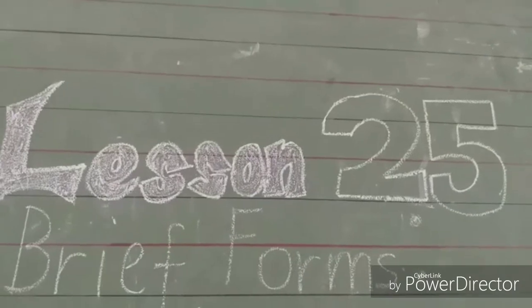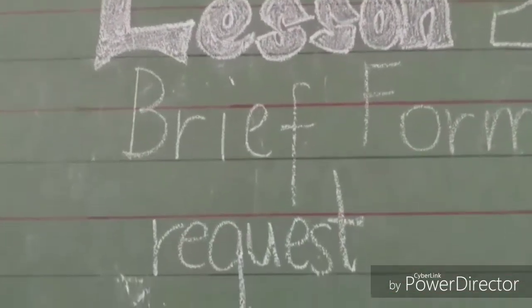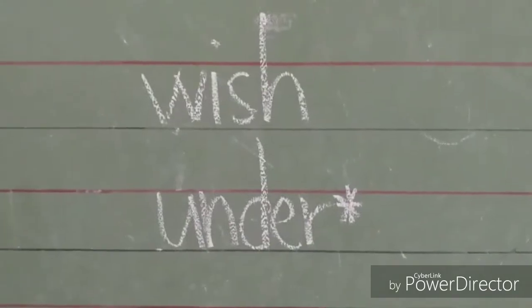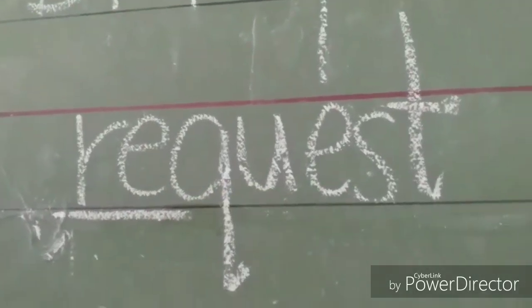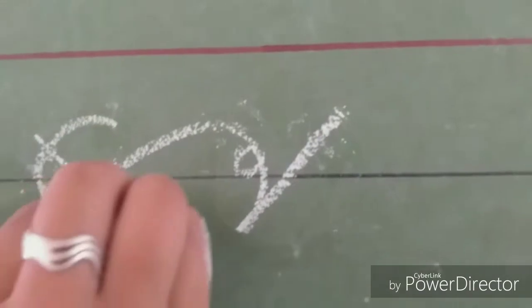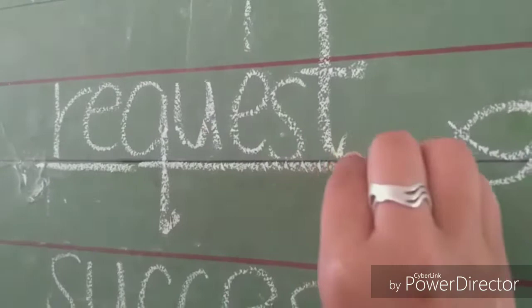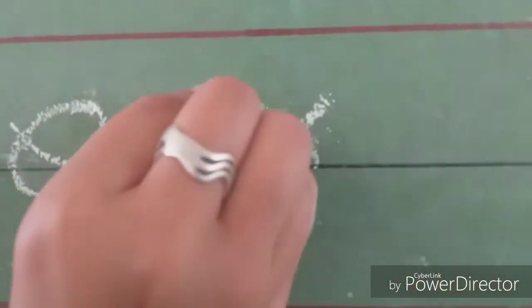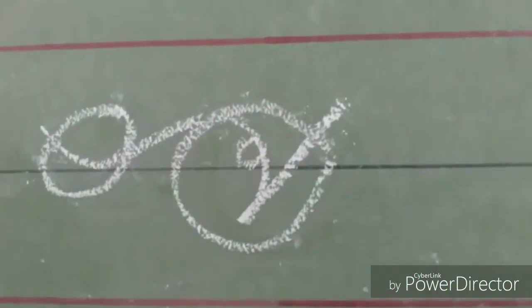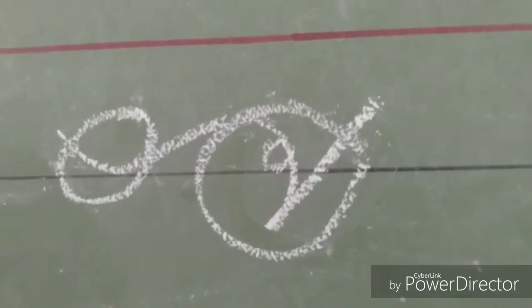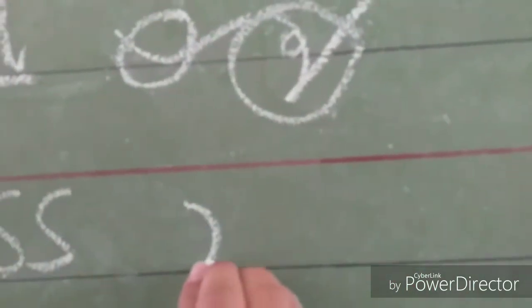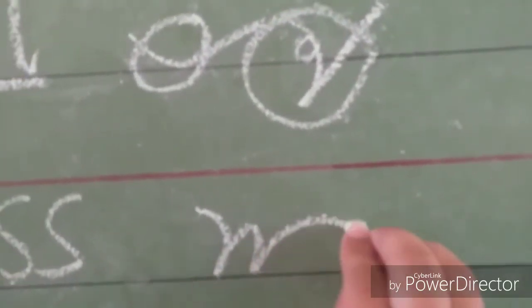Still in principle number 1, brief forms, let's have another set of words. The word RE is represented by the stroke R, while the rest is represented by the stroke of KEST. The next word is success, represented by 3 strokes.